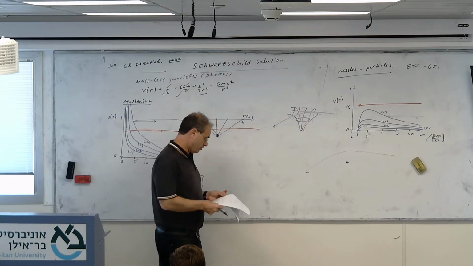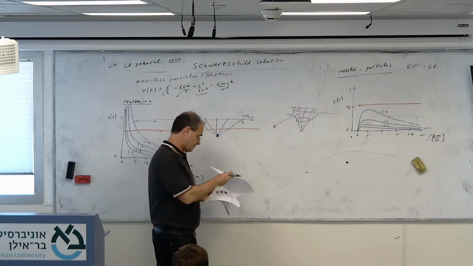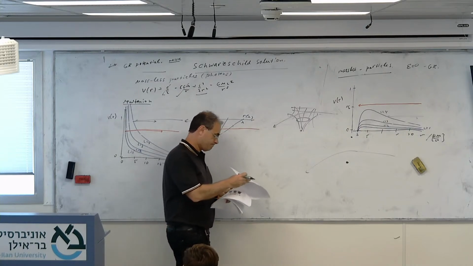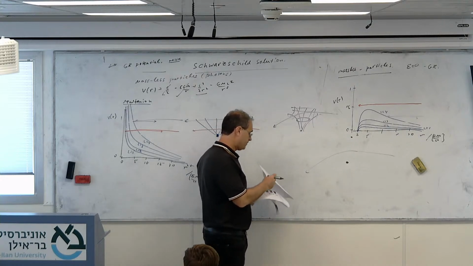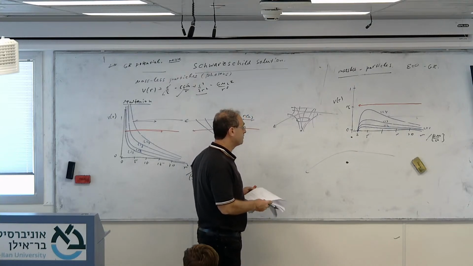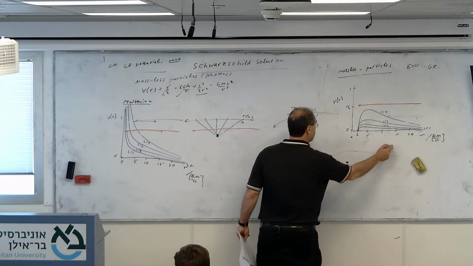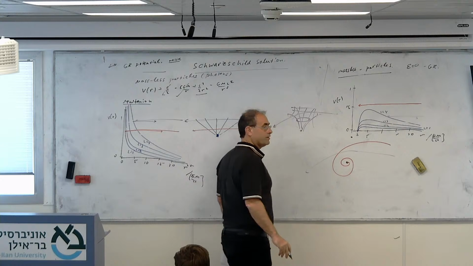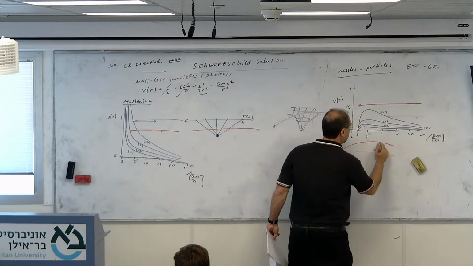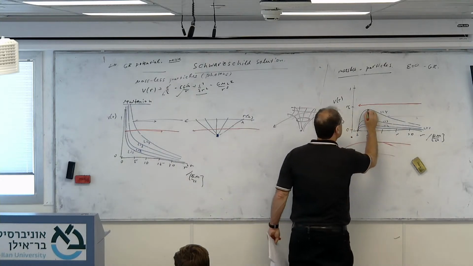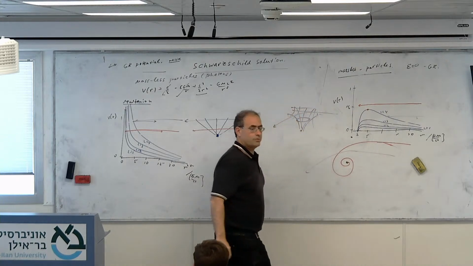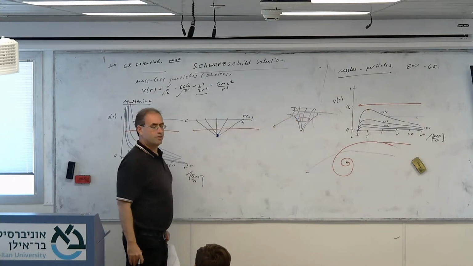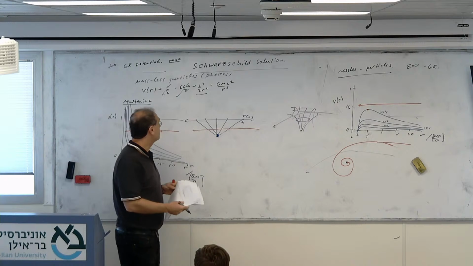So what will the trajectory look like? All into the singularity. Exactly. Just following the singularity. And of course, here there is also a possibility of being at the top of the potential. Right? Where is the top of the potential?